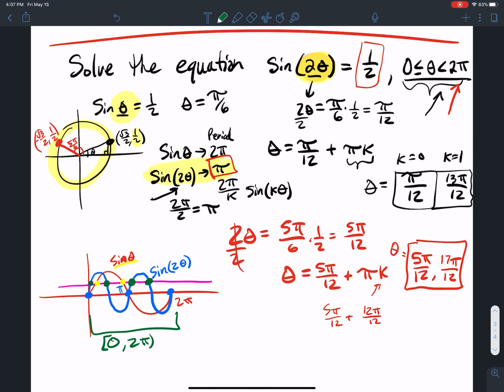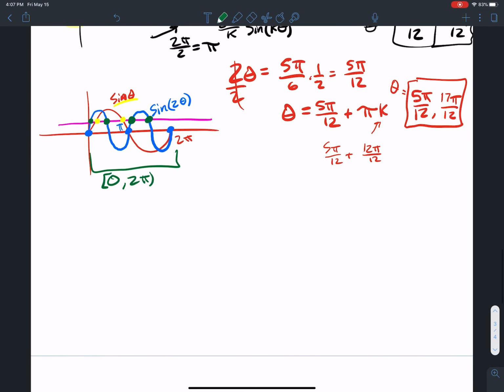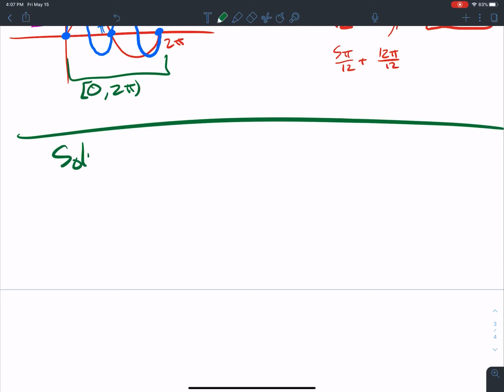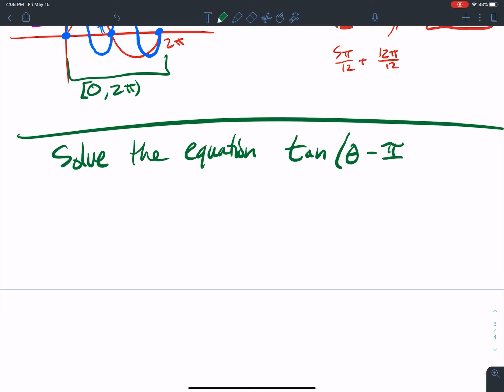Okay, let's try another one. So let's solve the equation tangent of theta minus pi over 2 equal to 1. And we're going to do it on 0 to 2 pi.